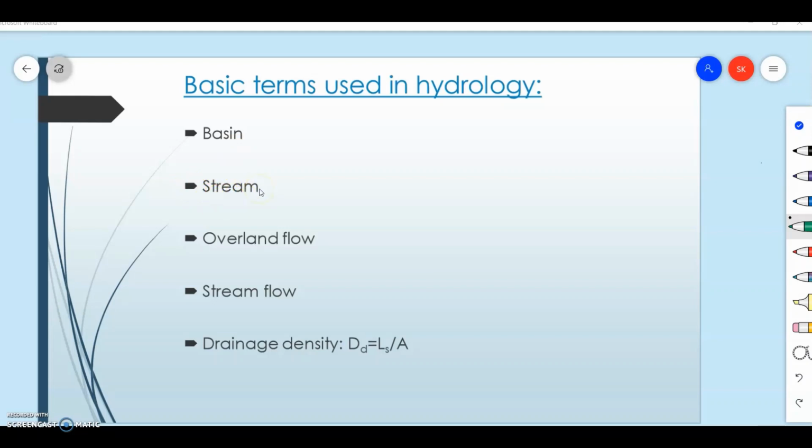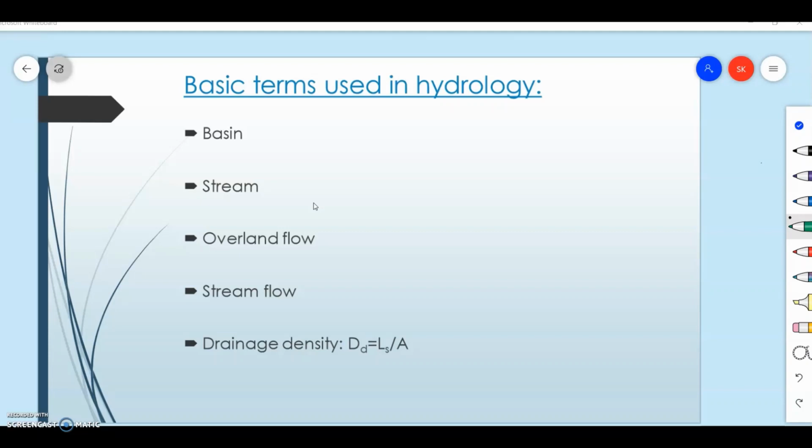So what is meant by stream? Basically, whatever runoff is generated finally becomes part of the stream. A stream is a natural flow channel towards which the water from a basin flows, and the stream drains the water so collected into a larger water body. As in the previous picture, we have seen what is meant by stream.